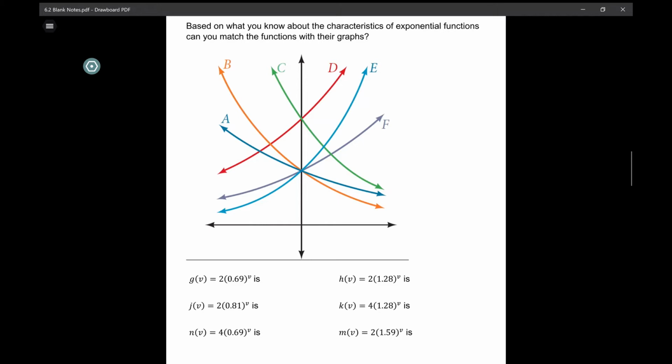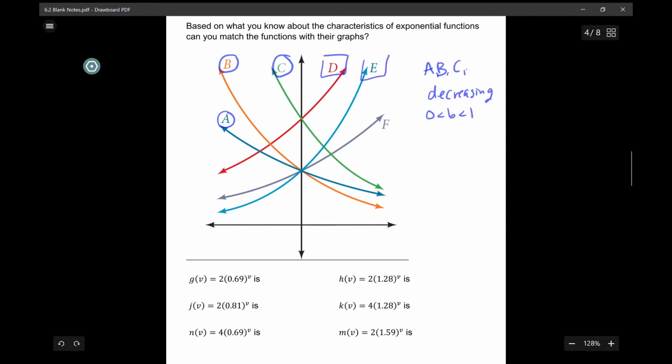All right, let's go ahead and get started. Well, the first thing I'm going to do really quickly before I even jump in is notice that A, B, and C are all decreasing. A, B, and C. I'm taking a few notes before I even look at the functions. They are decreasing, so that tells me 0 is less than b is less than 1 for those. And D, E, and F are all increasing, so I know those have to be b greater than 1.